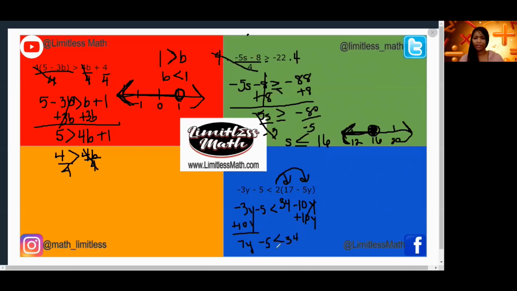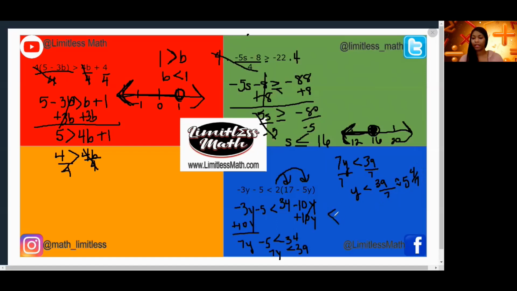Next, just add that 5 over to the other side. So we end up with 7y is less than 39. And so from here, we want to divide both sides by 7. And y is less than 39 over 7. If we leave it as an improper fraction, you can change it to a mixed number, or you can change it to a decimal. This is approximately, if we divide 7 into 39, we get 5 4/7.